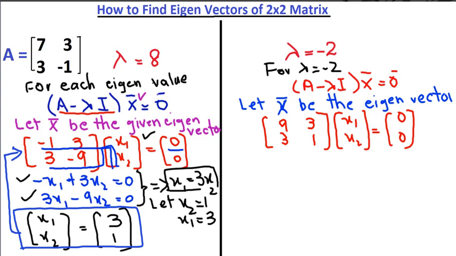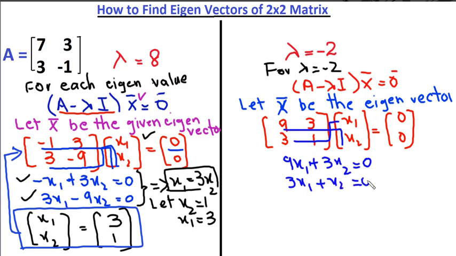Now again we have to convert it into a system of simultaneous linear equations. It will be 9 multiplied with x1, plus 3 multiplied by x2 equals 0. Then 3 multiplied by x1, 3x1 plus x2 equals 0. Again both these equations will give you the same result, solved as 3x1 equals minus x2. So again we put x1 equals 1, and we get x2 equals minus 3.